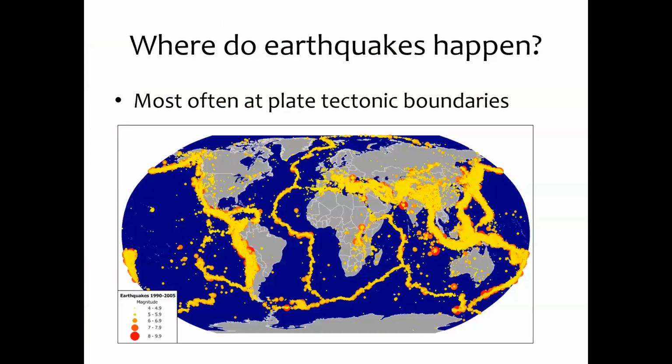In a global sense, where do earthquakes happen? Well, if you just plot all the earthquakes, you will get a very good idea of where the plate tectonic boundaries are on Earth, because most earthquakes happen along plate tectonic boundaries. So you can see the boundary of the African plate I've highlighted here, or the boundary between the North American and the Pacific plate there.